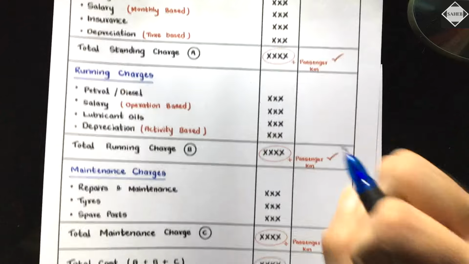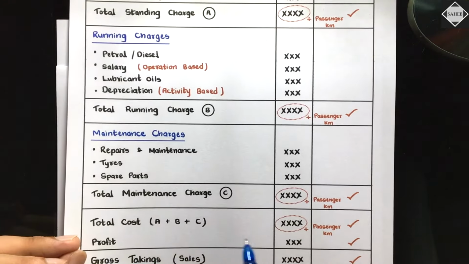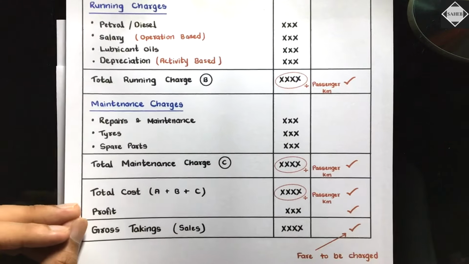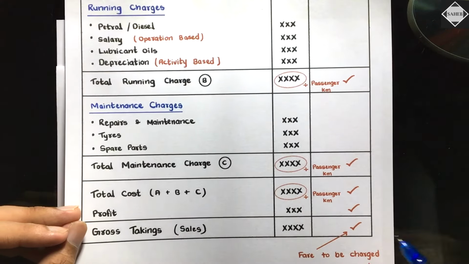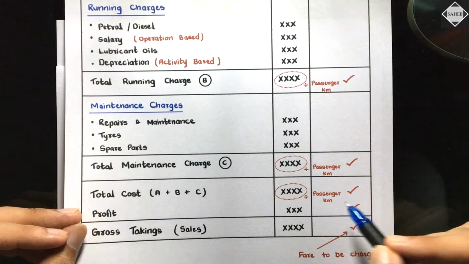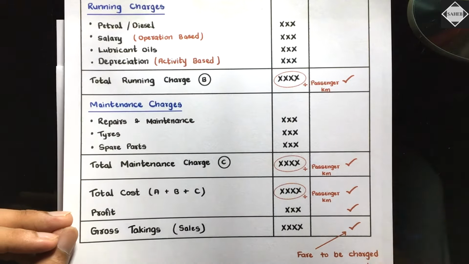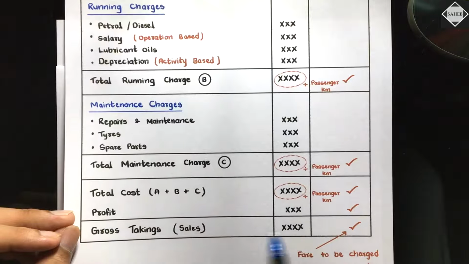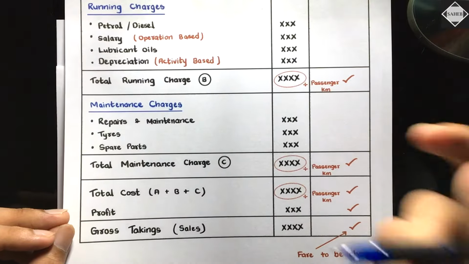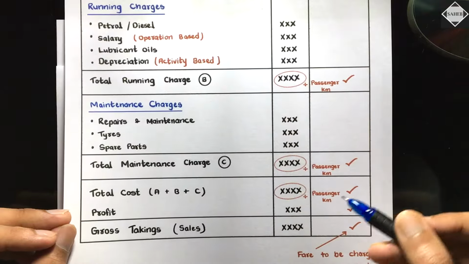We add up all of that, we get the total cost, isn't it? Yes. Once we get the total cost, then what do we do? We divide it by passenger kilometer to get the cost per passenger kilometer. And then we add the profit percentage, we get the total profit. This also we can divide by passenger kilometer and calculate profit per passenger kilometer, right?